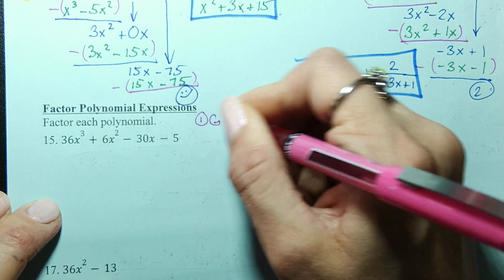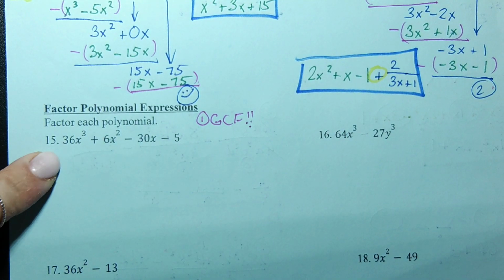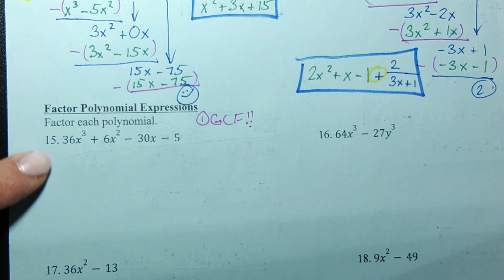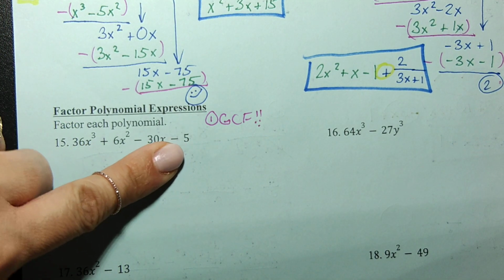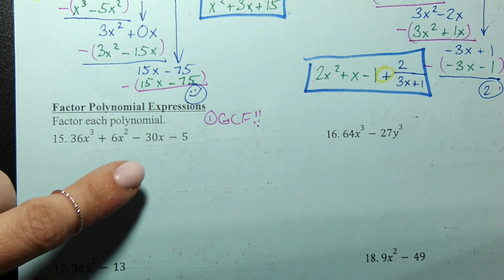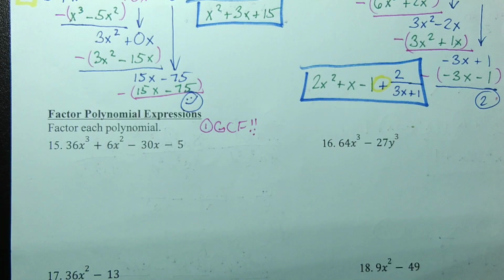GCF. Always, always, always. Is there something I can take out of all 4 of these terms? 6 is pretty close, but I can't take 6 out of -5. 5 is close. Nope, can't take it out of those 2. Can I take an x out? No, that constant doesn't have anything to give up. So there is no GCF here.